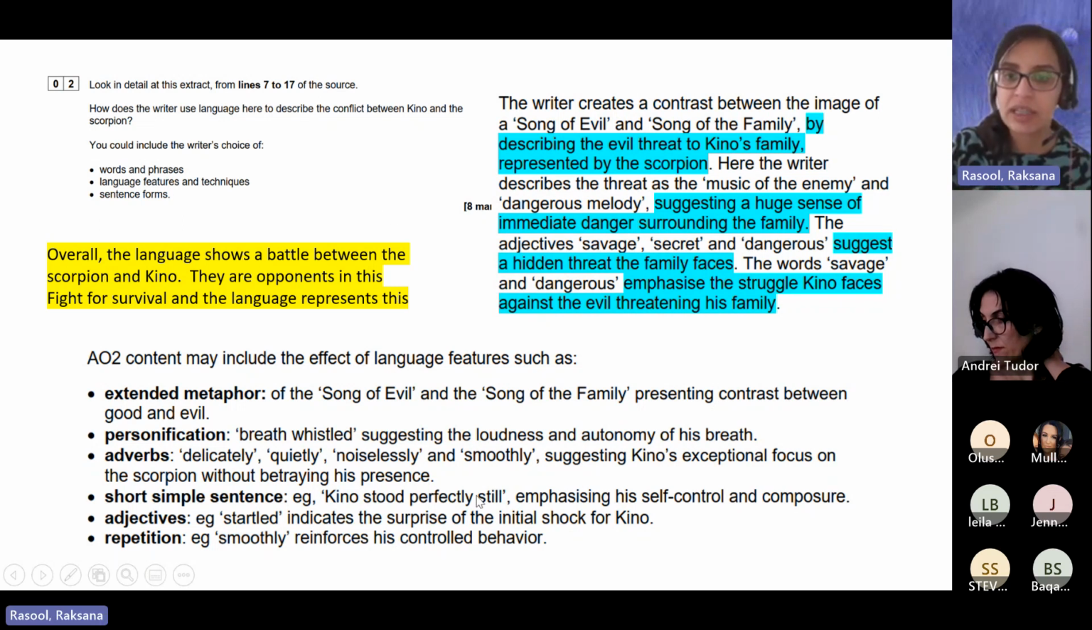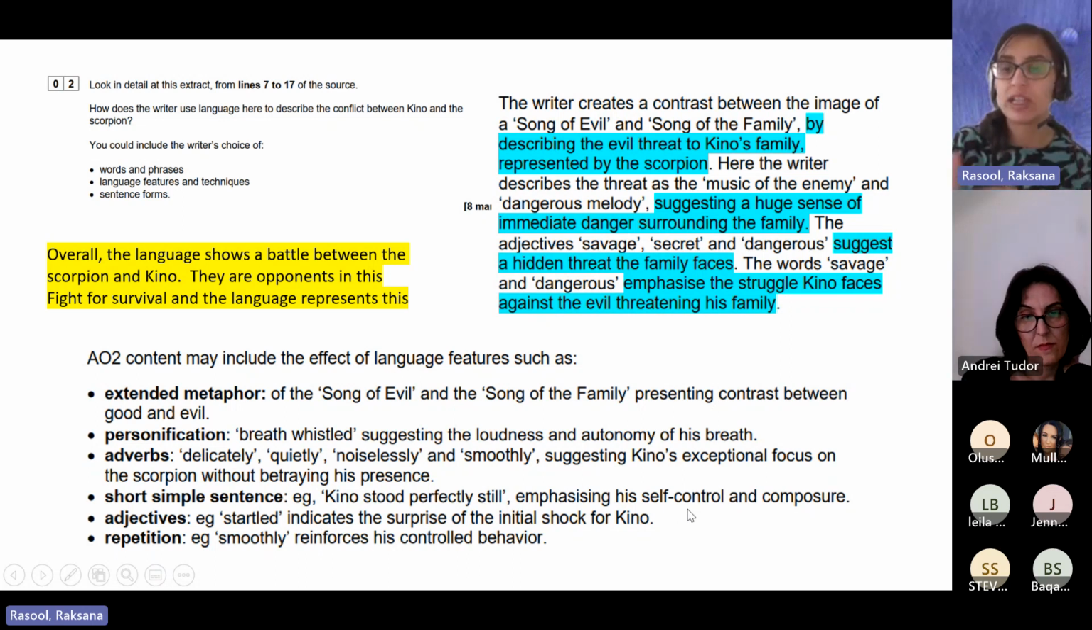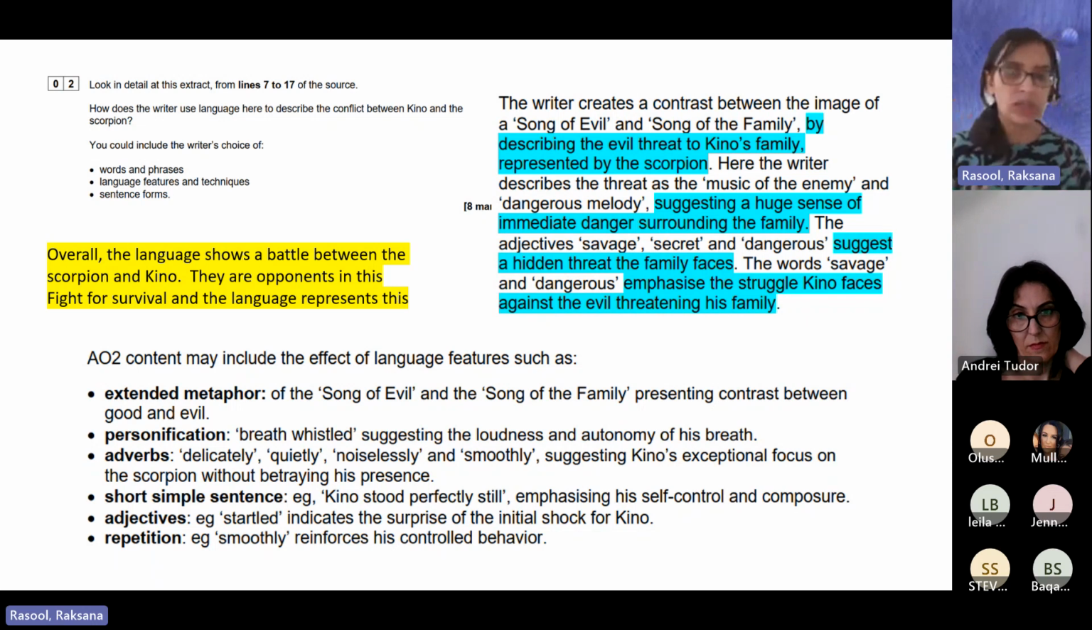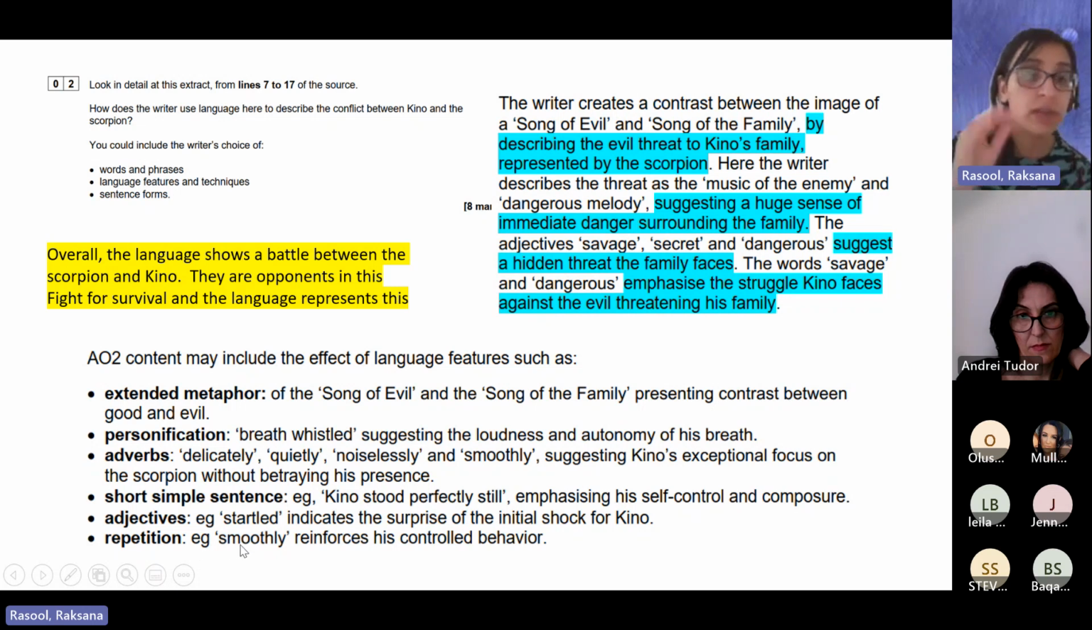"Kino stood perfectly still." Again, linking into the adverbs, emphasizing his self-control and exposure, which probably goes against every instinct as his father. He doesn't want to stand perfectly still. He wants to rush and get that scorpion. And then the adjectives like "startled" indicate the surprise of the initial shock for Kino. And again, the repetition of the word "smoothly," which some people did mention, reinforces his controlled behavior.